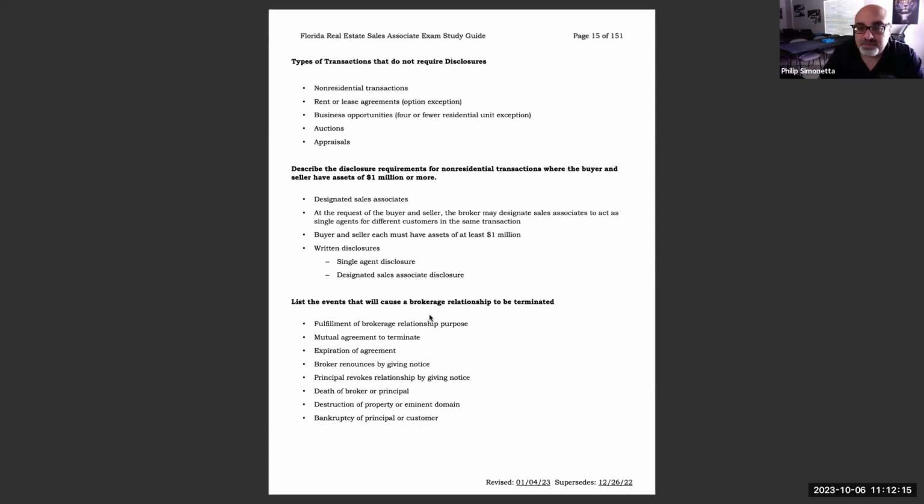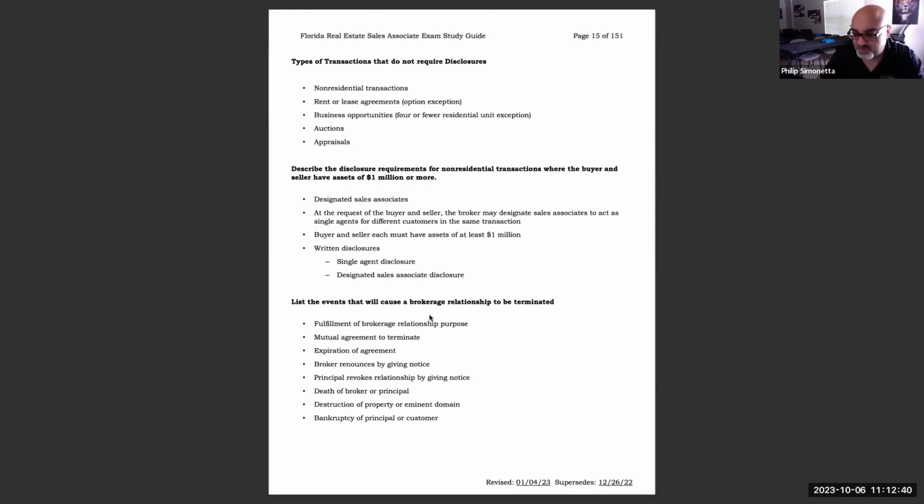Now, let me describe the disclosure requirement for non-residential transactions where the buyer and seller have assets of $1 million or more. This is the one time in Florida where you're allowed to have dual agency. So when it's non-residential, the buyer and seller agree, and they have 1 million or more in assets, there's something called a designated sales associate.